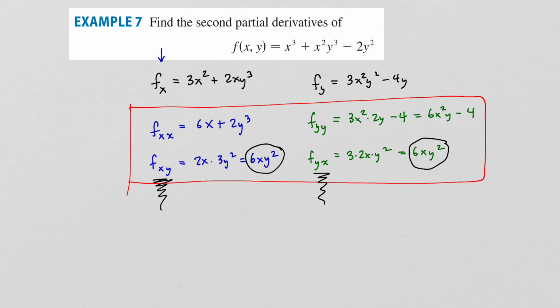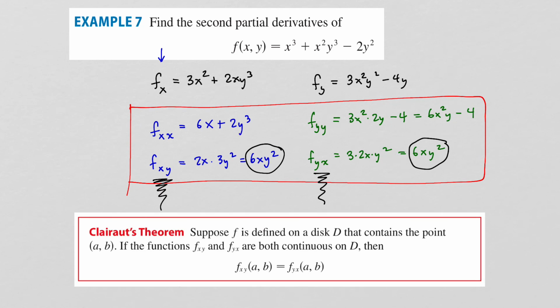Now, is this a coincidence? No, of course it isn't. So we have a theorem here called Clairaut's theorem. It says suppose f is defined on a disk that contains the point (a, b). If the functions fxy and fyx are both continuous, then they are both equal. So the mixed partial derivatives are always equal to each other unless for some reason you're dealing with a discontinuous function.